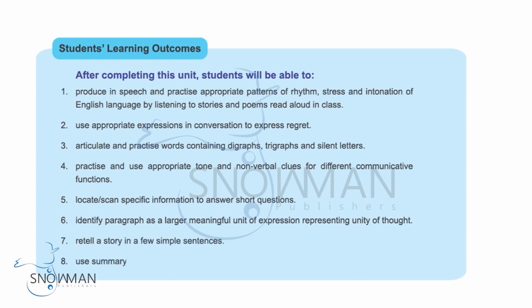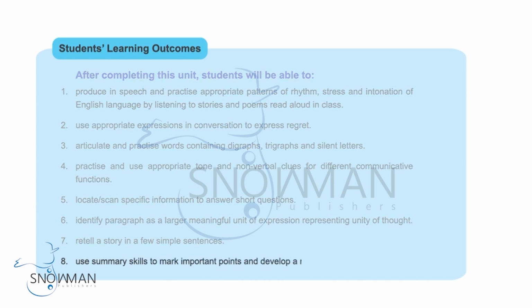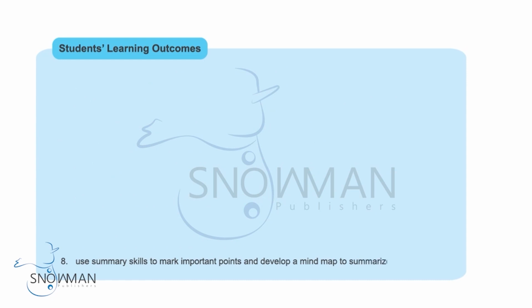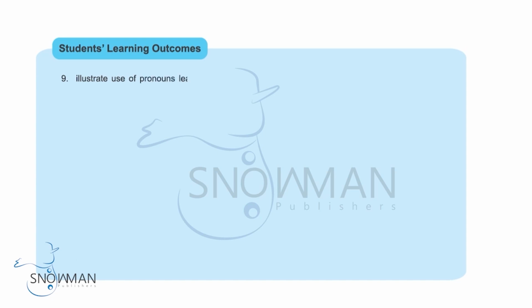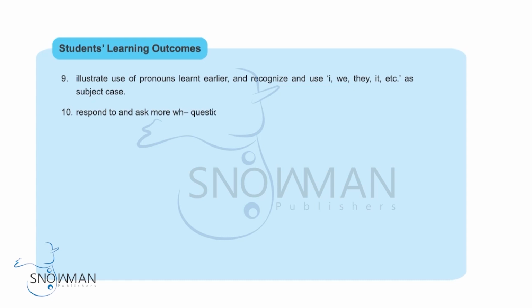Use summary skills to mark important points and develop a mind map to summarize a text. Illustrate use of pronouns learnt earlier and recognize and use I, we, they, it, etc. as subject case. Respond to and ask more WH questions.